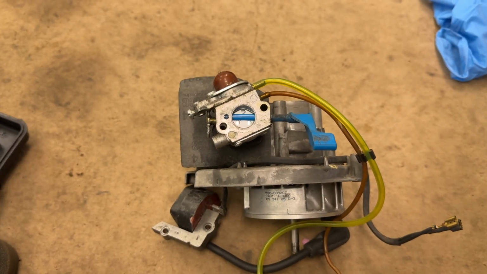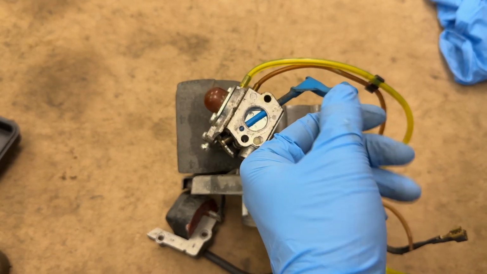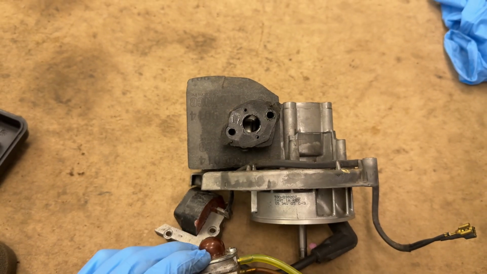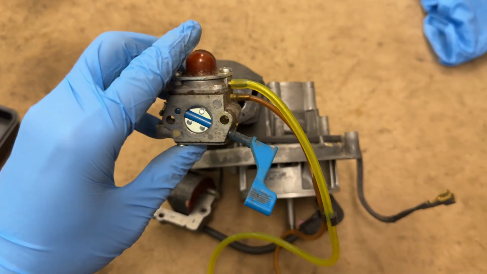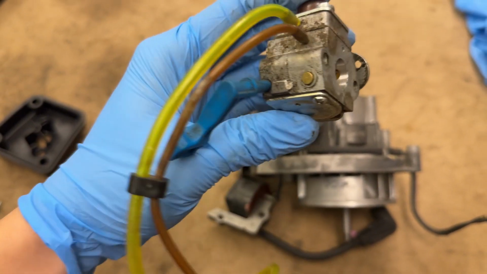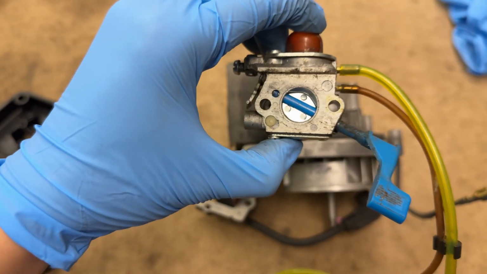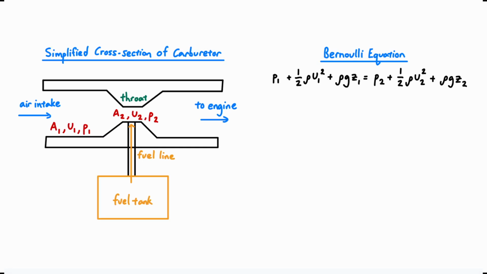A carburetor mixes air and gasoline and uses a venturi, which is a pipe of varying cross-section, to accelerate the air and create a pressure difference. This pressure difference causes fuel to enter the carburetor from the gas tank and mix with the airflow. Let's explain how a carburetor works.